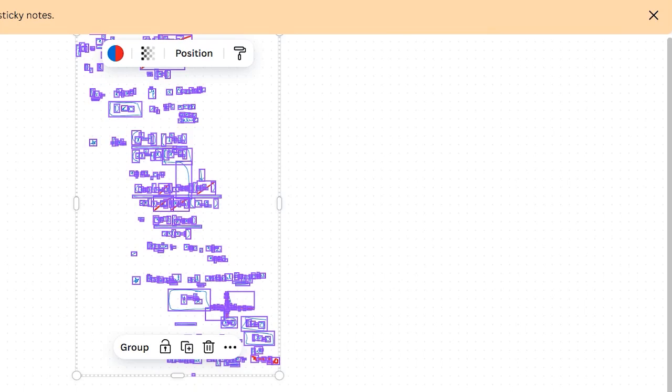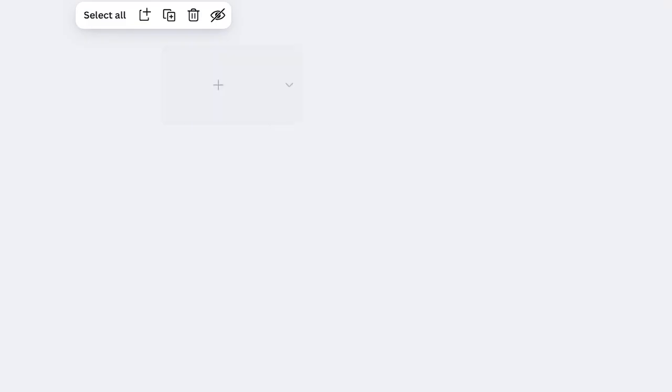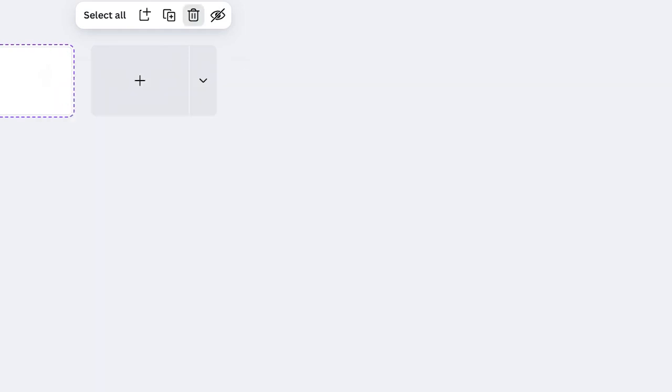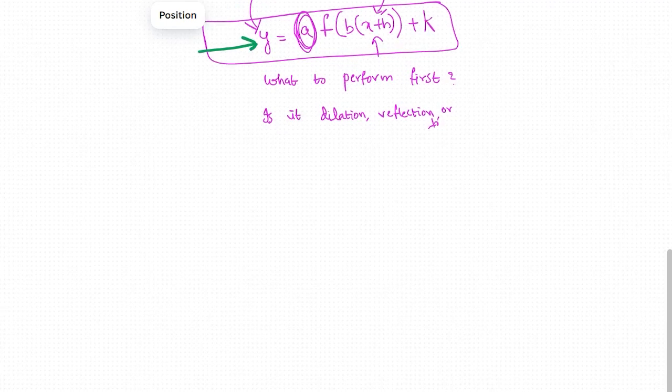Okay, let me delete the page number 3. Seems like the character limit has been reached. Hold on a second. Okay.